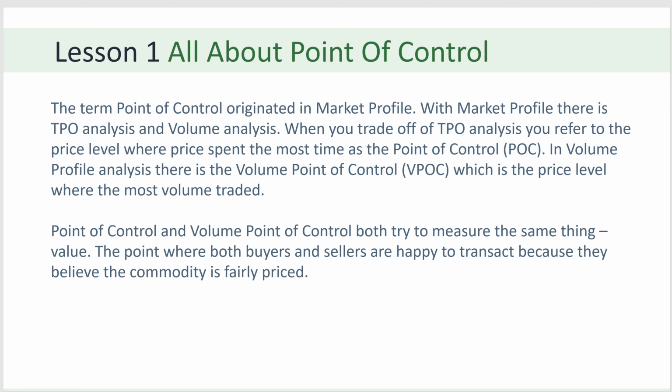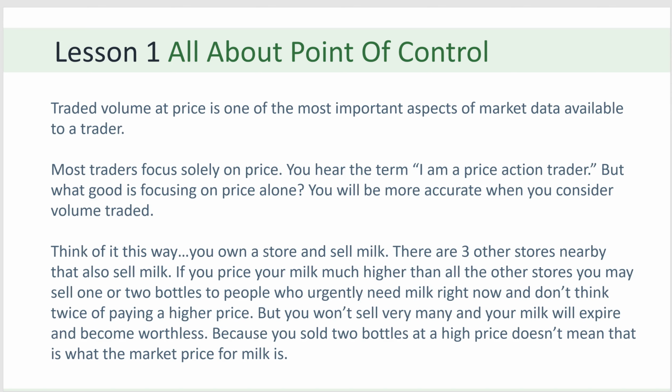Now, point of control and volume point of control both try to measure the same thing, value. The point where buyers and sellers are happy to transact because they believe the commodity is fairly priced. And again, that's why volume is important, because when you look at volume, that's where the majority of trade is occurring. Me personally, I believe that traded volume at price is probably one of the most important aspects of market data available to a trader, and most traders completely ignore it. They just focus solely on price.